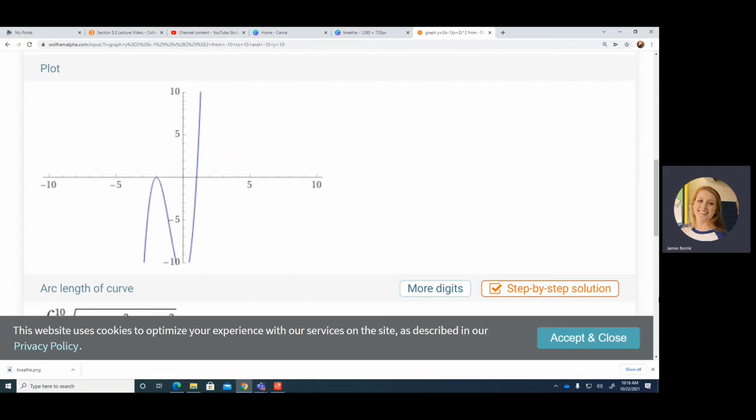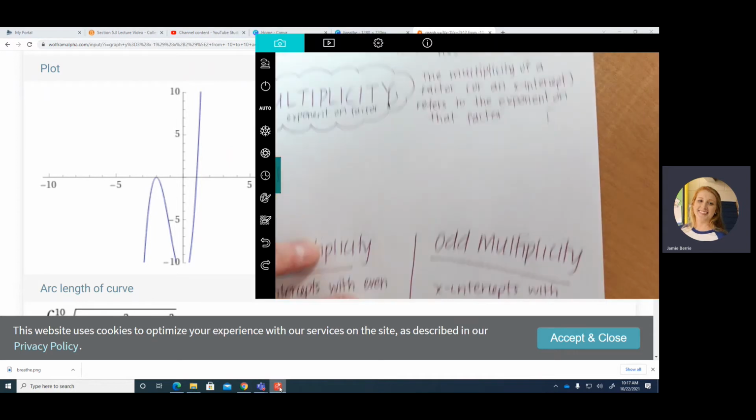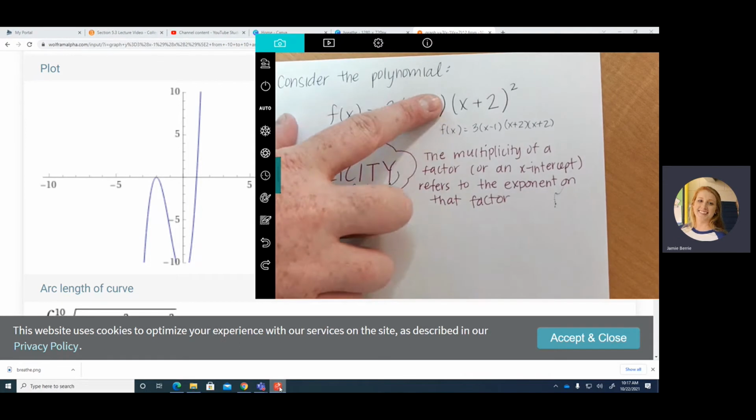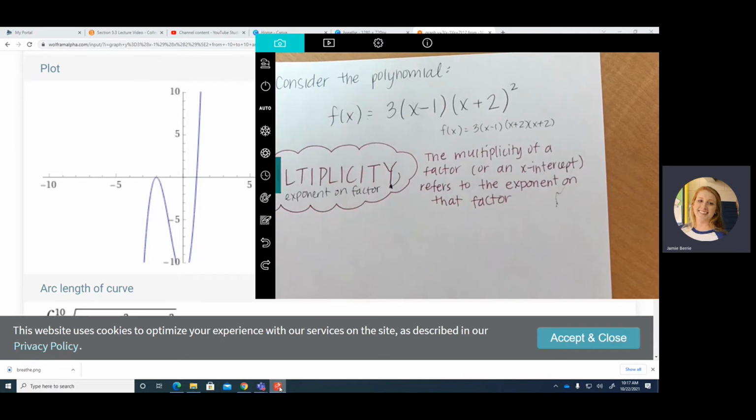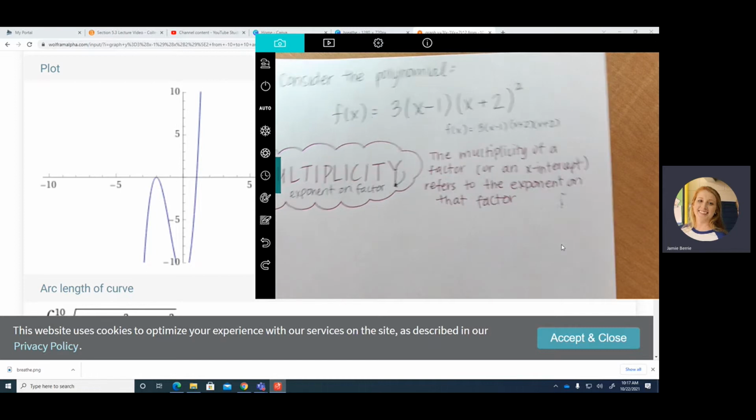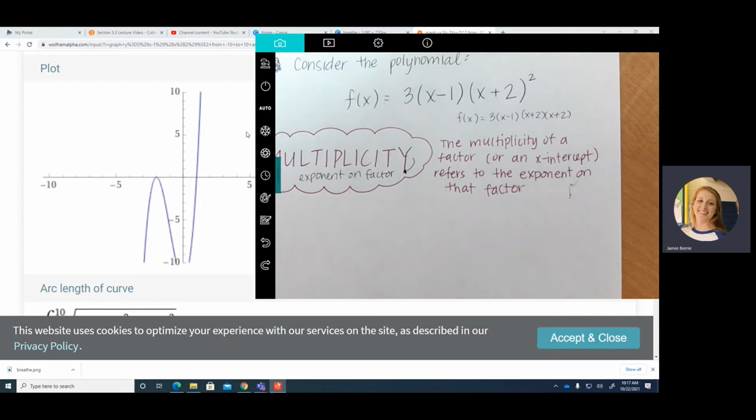So let's look at our function. The x minus 1 factor, we said that it has an exponent of 1. Just so you know what I'm referring to, I'm talking about right here. There's no exponent indicated right there, so we assume it's a 1. That means it has odd multiplicity, which means it should cross the x-axis at 1. And it does. You can see it right here, it crosses.